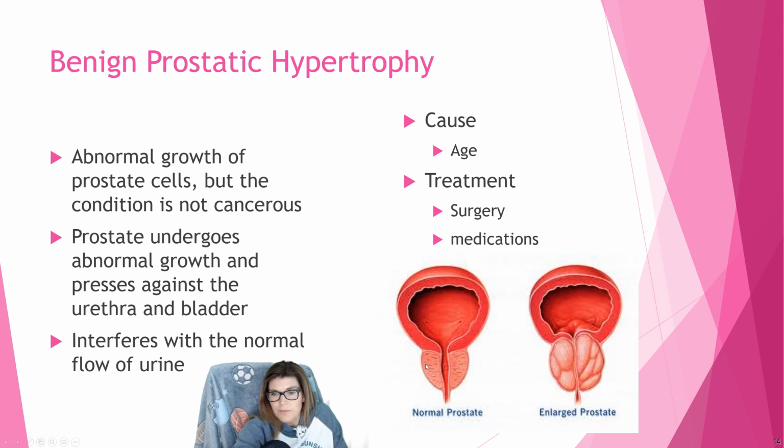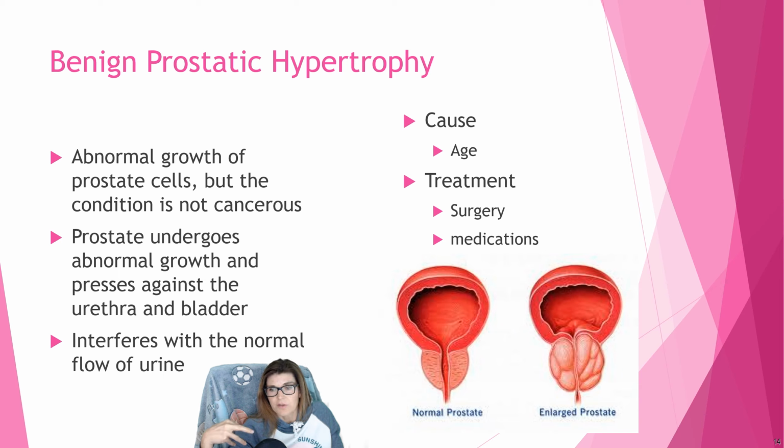It's because, remember that the urethra has to pass through the prostate gland. So here's the bladder, and here's the urethra. So this is a healthy, normal prostate. This is an enlarged prostate. And the symptoms that they will experience is they'll feel an urgency to urinate.